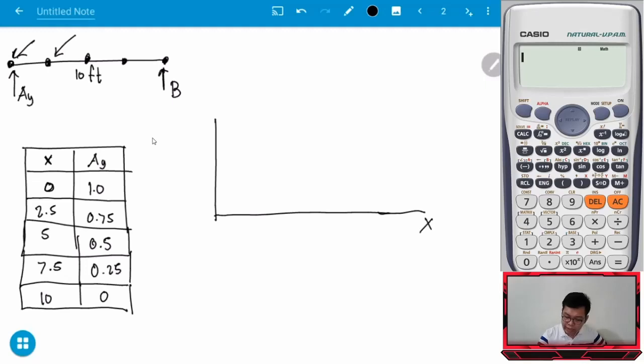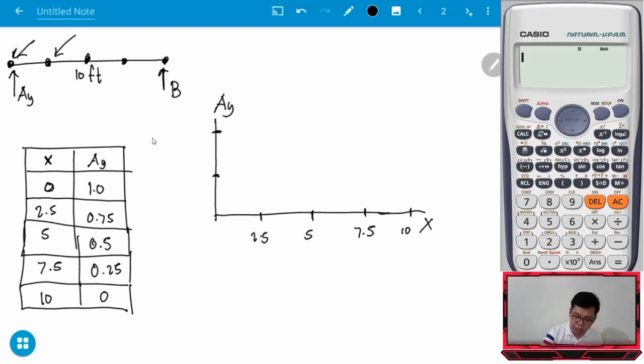So, anyway, I'll put here 2.5, 5, and then we have 7.5, and then lastly, we have 10. And then, this is the ordinate, this Y, which is our reaction, since we are interested in the reaction in Y. Now, here we will plot our influence diagram.